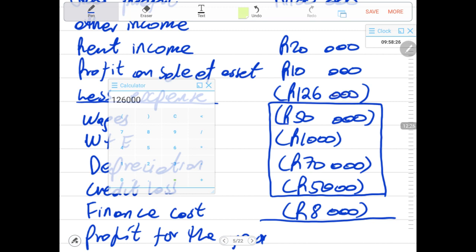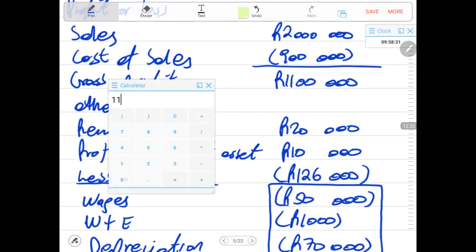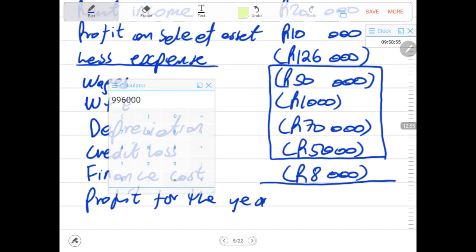Now, when we are calculating the profit before tax, it will be 1,100,000 rands plus the incomes, remember 20,000 rands plus the income of 30,000 rands, minus 126,000 rands minus 8,000 rands of the finance cost. Remember, the finance cost was not included in the total expenses. So we'll have 996,000 rands. So this is our profit for the year.